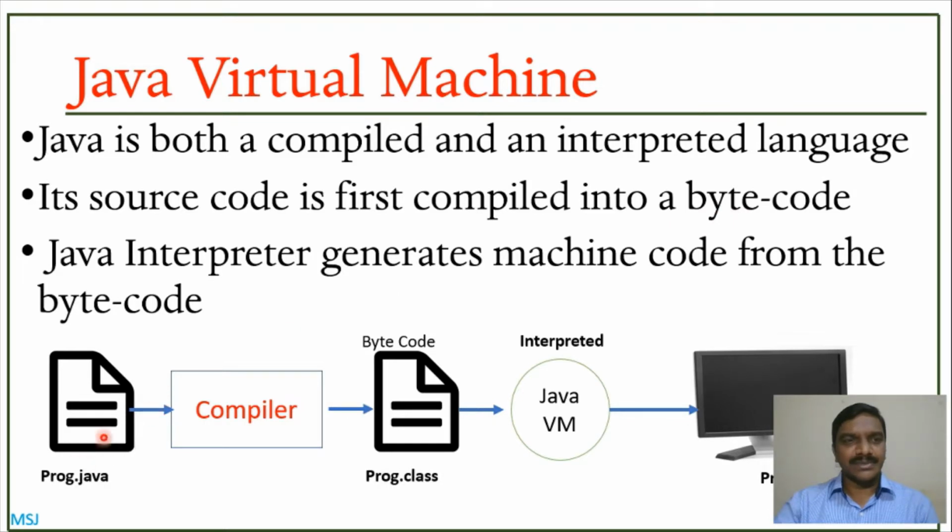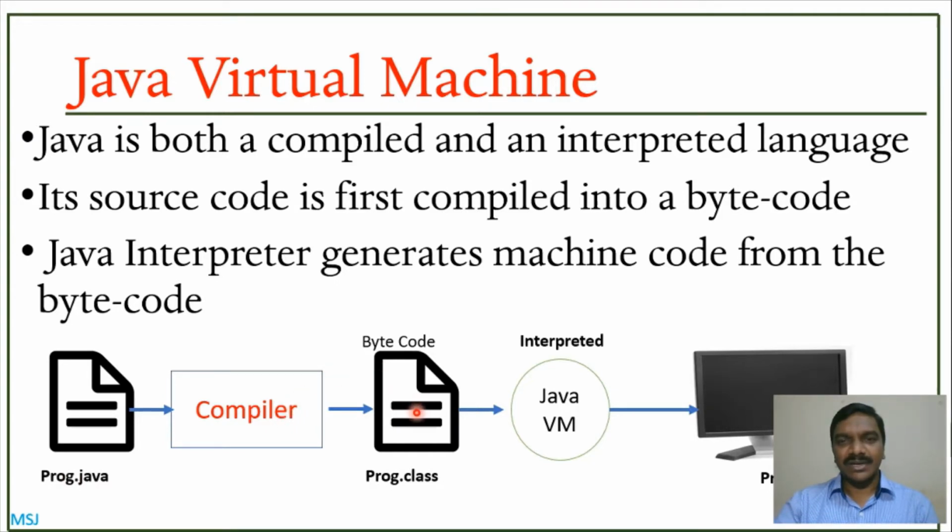See, the Java program prog.java is first compiled by using a compiler. Now what happens? The byte code is generated, which is also called an intermediate code. This byte code has the extension .class. That's why it is called a .class file. This is the .java program, and after compilation, the .class file is generated.